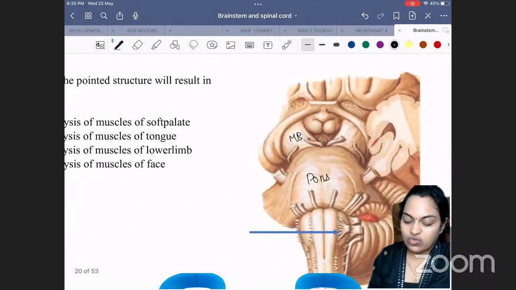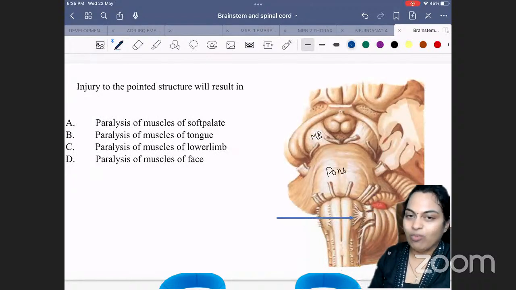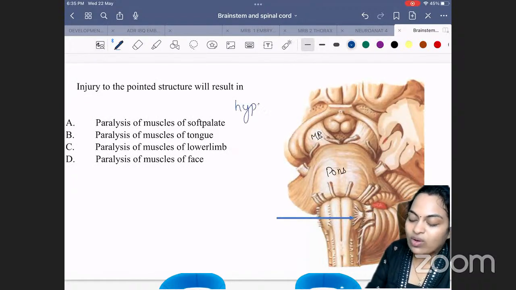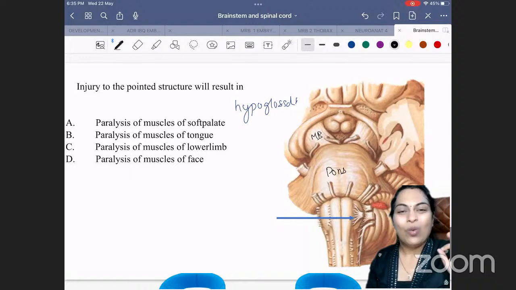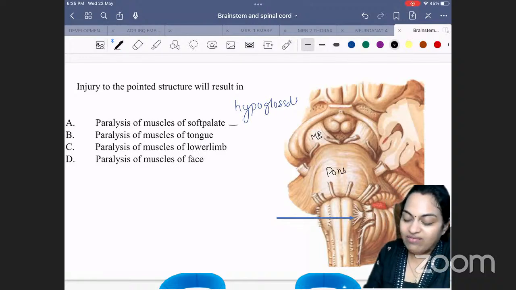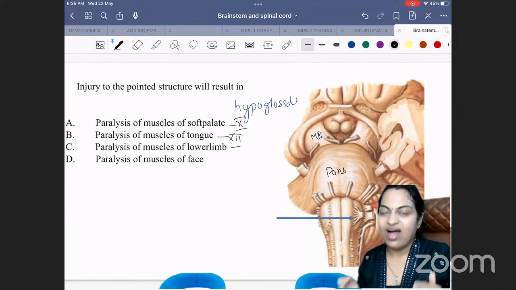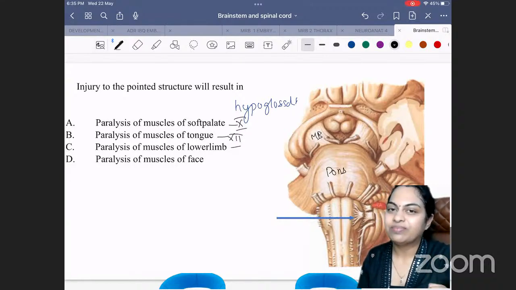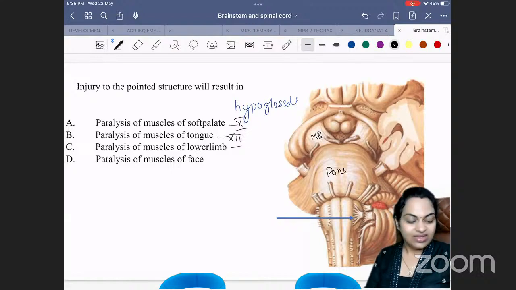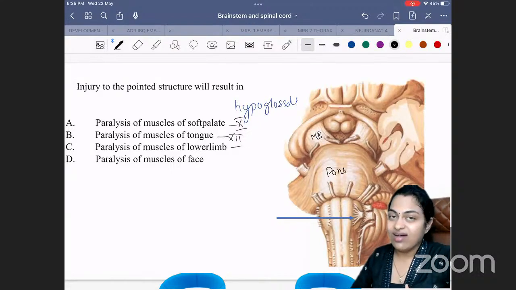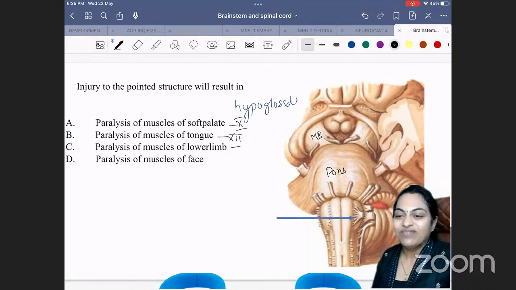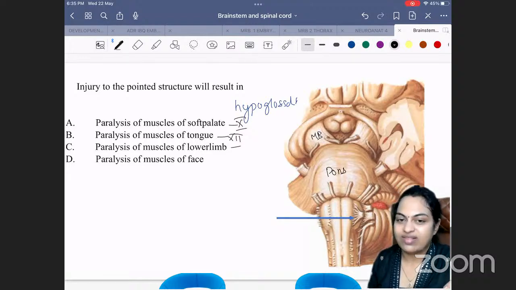Now, the pointed structure is the hypoglossal nerve. Paralysis of the muscles of the soft palate: what is the nerve supply to the muscles of the soft palate? Pharyngeal plexus through the vagus or cranial accessory. All the muscles of the tongue are innervated by the hypoglossal nerve except palatoglossus, which is innervated from the pharyngeal plexus.